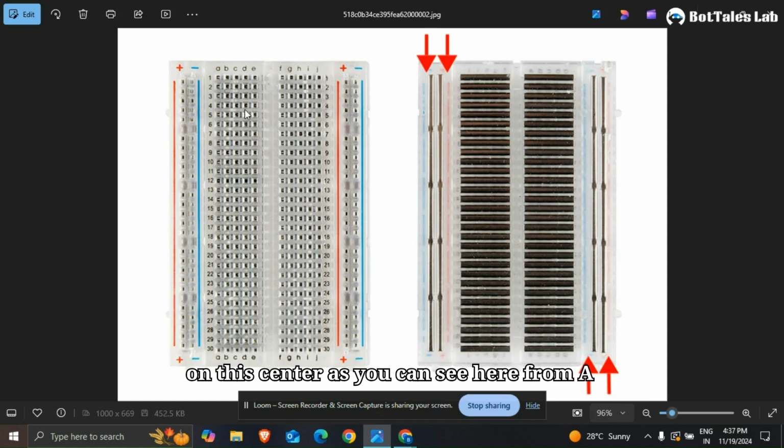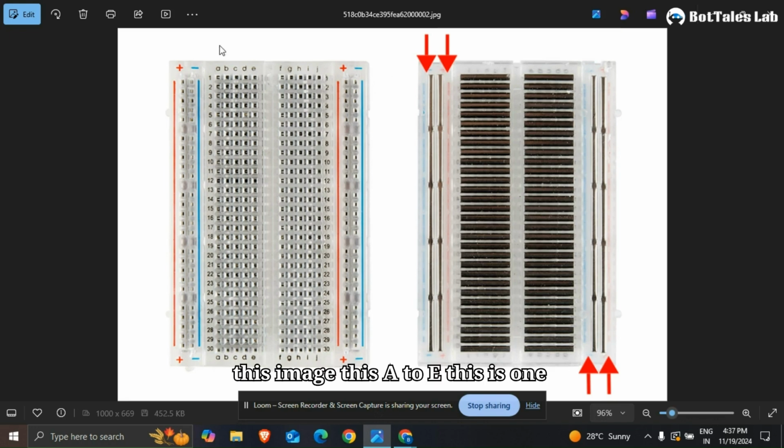Now let's come to the center. As you can see here, from A, B, C, D, E, F, G, H, I, J. It is mentioned from A to J. This whole thing is called the main rail. Why is it called the main rail? Because it is the center part where you can connect your components, whether resistor, capacitor, sensor, or whatever electronic parts there are. You can connect them here.